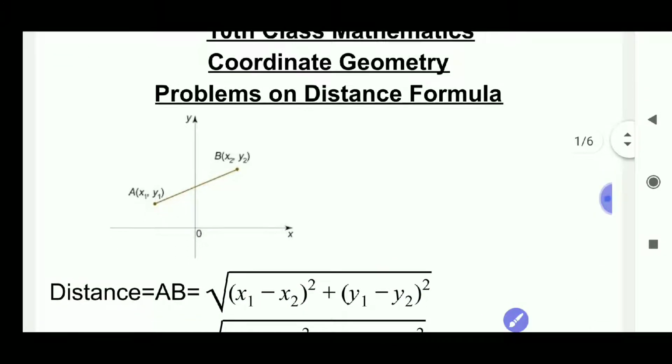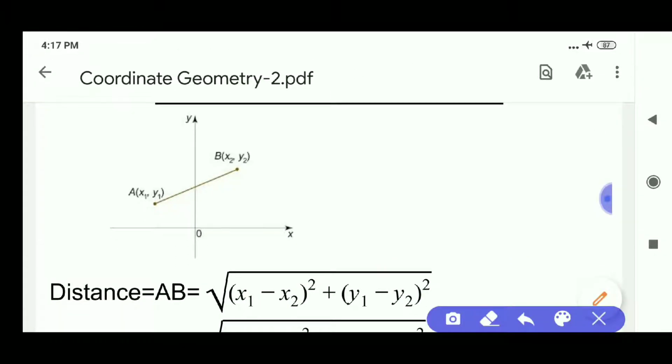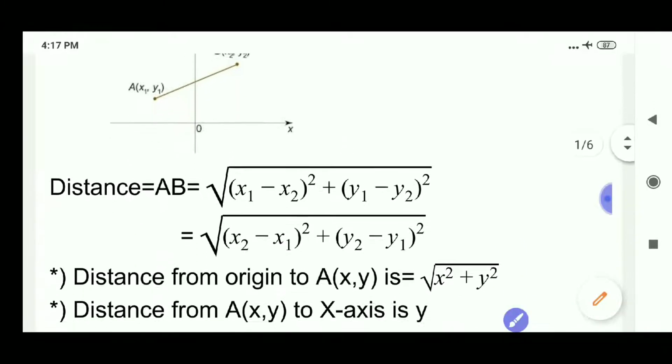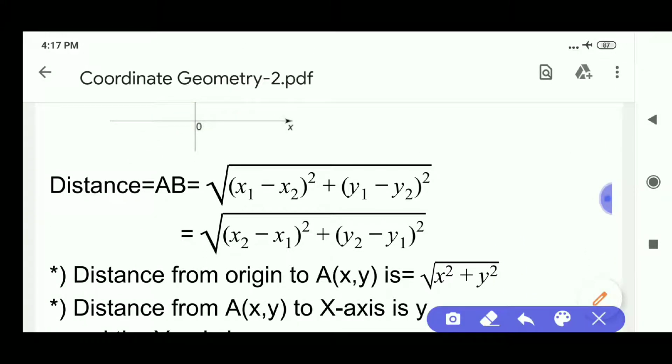What is the distance formula? There is a point A (x1, y1) and B (x2, y2). The distance between AB is equal to root over (x1 minus x2) whole square plus (y1 minus y2) whole square.